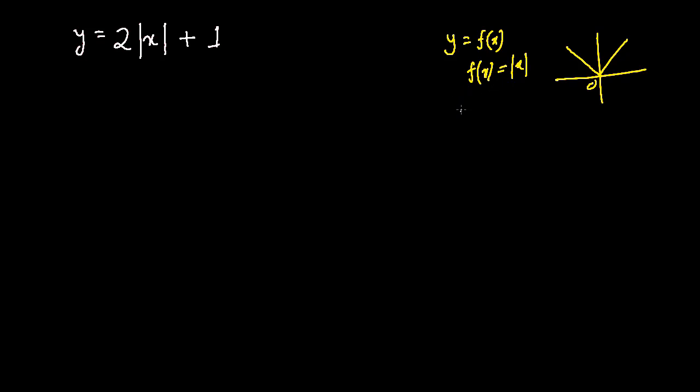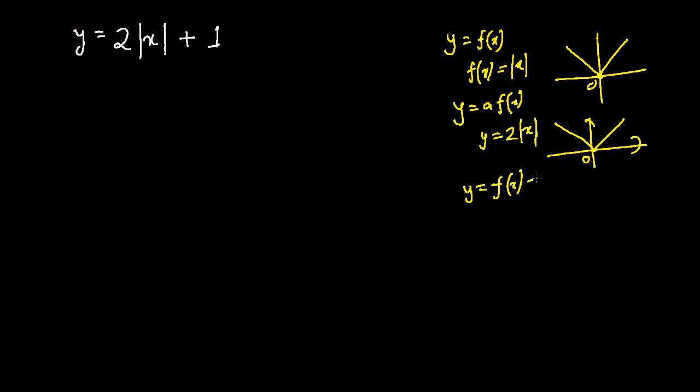The next thing that we have is y equals a f(x). That means a number multiplied by that absolute value of x. So this is going to be y equals 2 absolute value of x. Now since it cuts the y-axis at the origin, if you multiply by 2, it would have no effect. So it is going to be the same. So y equals absolute value of x and y equals twice absolute value of x is basically the same.